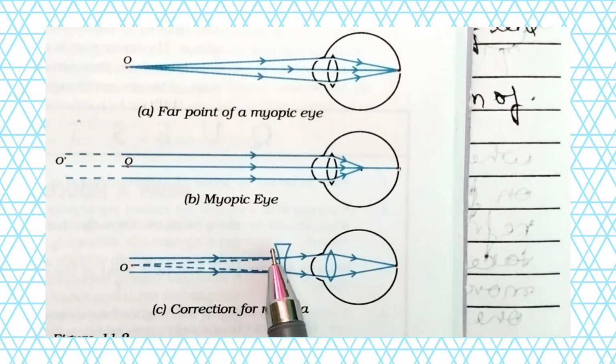For correction, we are using a concave lens. So this is the concave lens we have to use for correction of myopia. When the concave lens is used, see, the image is formed on the retina. So this is the diagram for correction of myopia. Remember, this time in the exam, they will guaranteed ask about myopia.